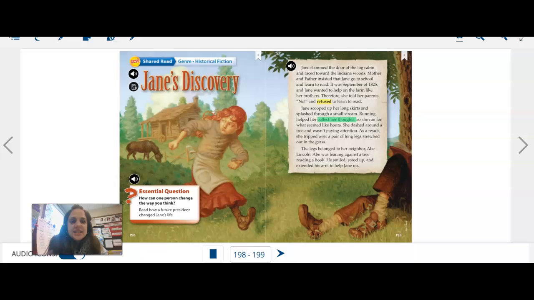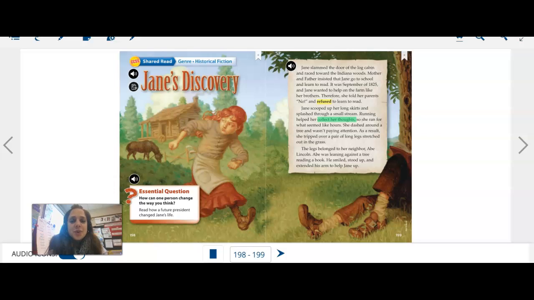Mother and father insisted that Jane go to school and learn to read. It was September of 1825, and Jane wanted to help on the farm like her brothers. Therefore, she told her parents no and refused to learn to read. So Jane is upset. Why? Because her parents wanted her to learn to read.